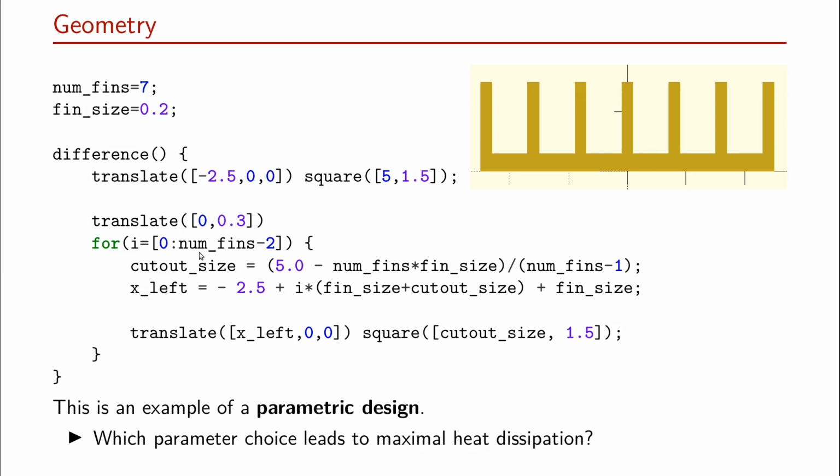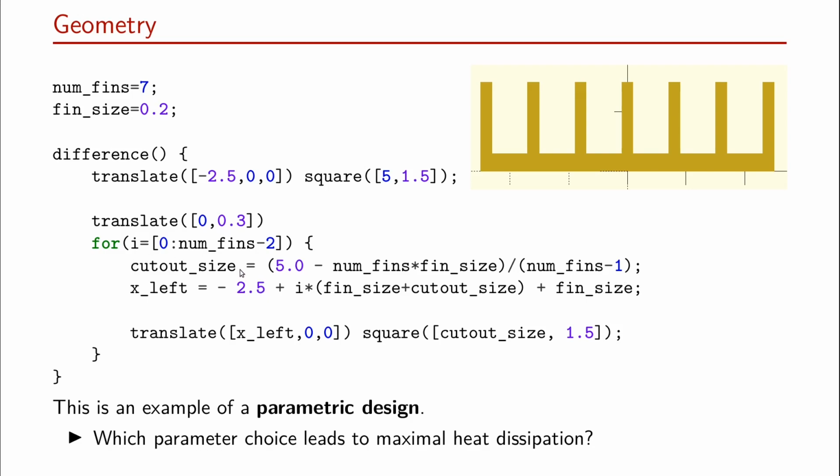We go from 0 to the number of fins minus 2, so this is the number of cutouts that we have to make. We compute the cutout size. So I think this deserves a little bit of explanation, but basically what we do here is that we take the length of the domain, we subtract the amount of space that the fins need, and here our second parameter comes in, so this is actually the fin size. This basically tells us the width of the fins that we have here, and this is then the amount of space that we need to cut out, and we divide this by how many cutouts we need to make.